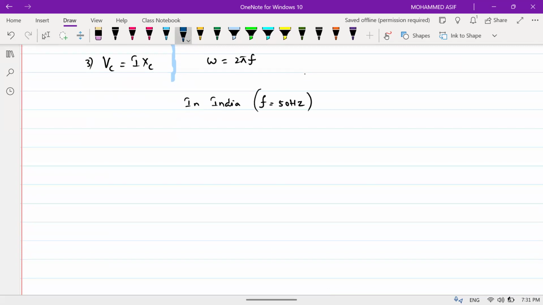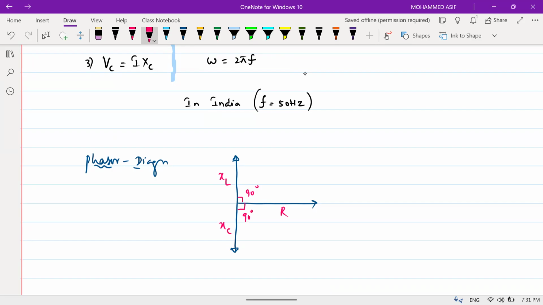Let me write the phasor diagram for this one. Remember the phasor diagram. Can anyone tell me the phasor diagram? On the x-axis we have resistance, on the y-axis we have inductance, and on the negative y-axis I have capacitance. Here I can write R, here XL, and here XC. The angle between them is 90 degrees, and this one is also 90 degrees. Am I clear?